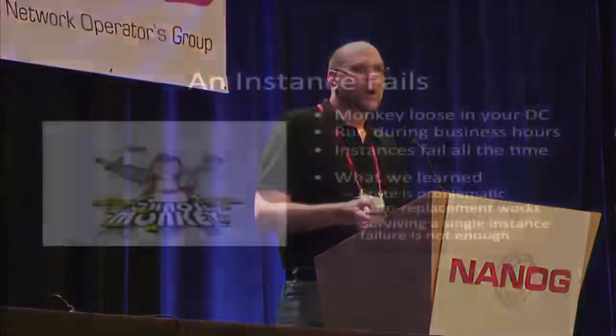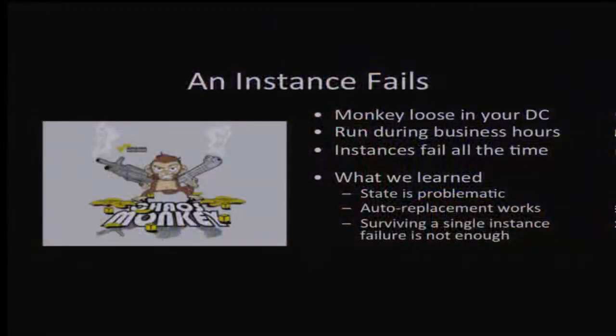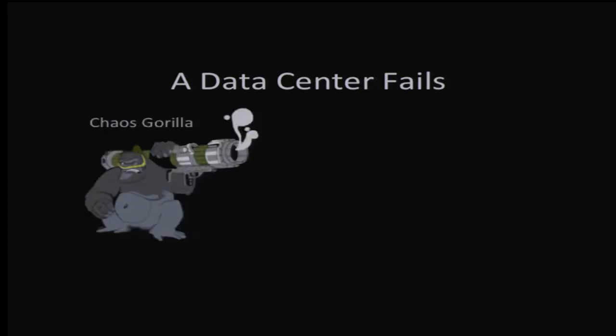But surviving a single instance failure really isn't enough. This is pretty basic stuff. It's been working well for us for quite some time. So let's move up a level, and let's say now your data center fails. In the Amazon world, data centers are called availability zones, and they are clustered into regions. And we created another member of the Simian Army, Chaos Gorilla, to take out an availability zone.